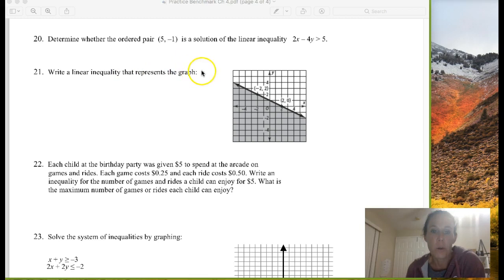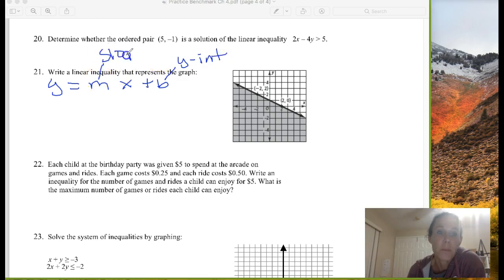Write the linear inequality that represents this graph. Okay, guys. Remember, inequalities are y. An equation would be y equals mx plus b. Inequality would be greater than or less than. So you need a y-intercept. You need a slope. And then you need this to be greater than or less than, or greater than or equal to, or less than or equal to. And you can tell that by solid or dotted.